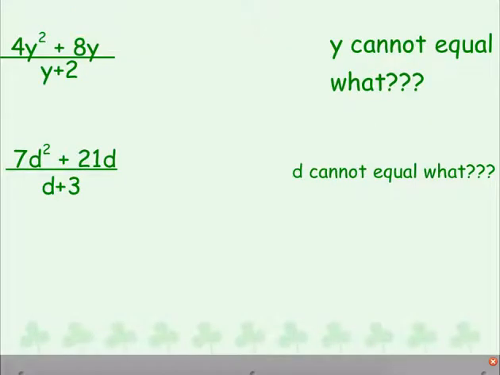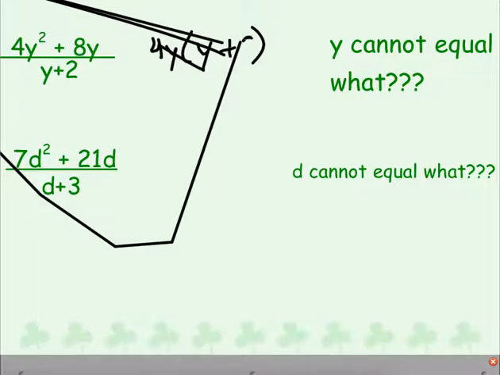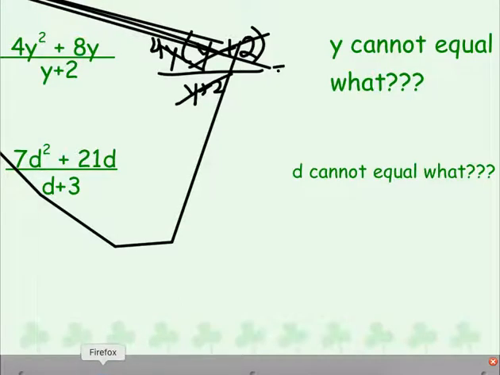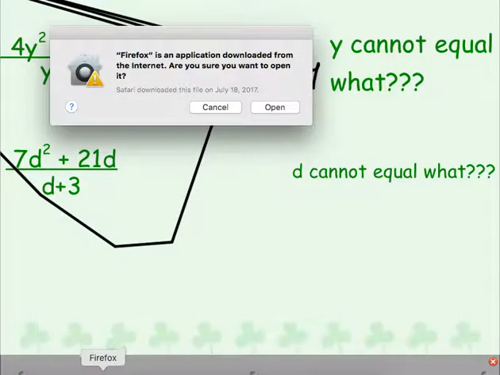Okay, I'm going to factor these and just do these pretty quickly. In the numerator, I can factor out a 4y to have y plus 2 left over y plus 2, meaning I can get rid of these and I'm left with 4y. y can be anything.